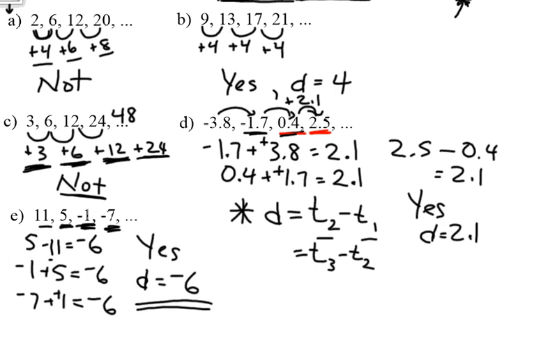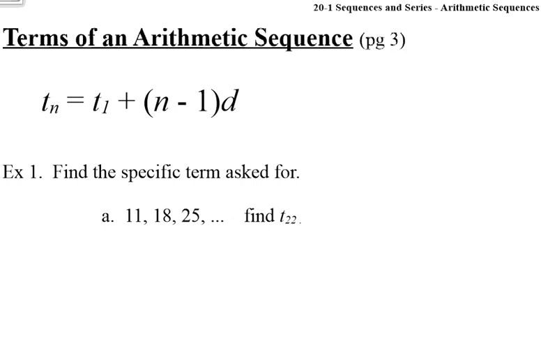Our difference is decreasing. Make sure your D value shows that. So that's what we're looking at with arithmetic sequences.